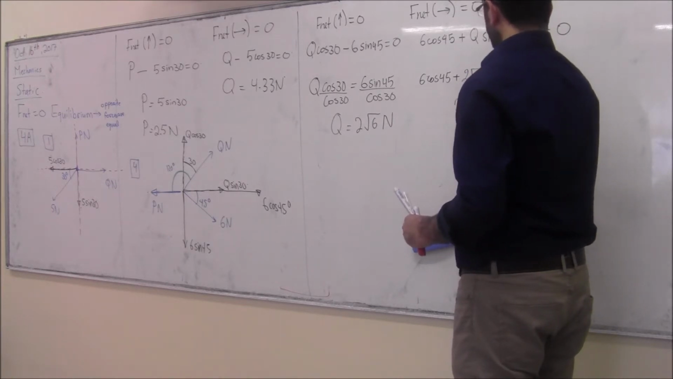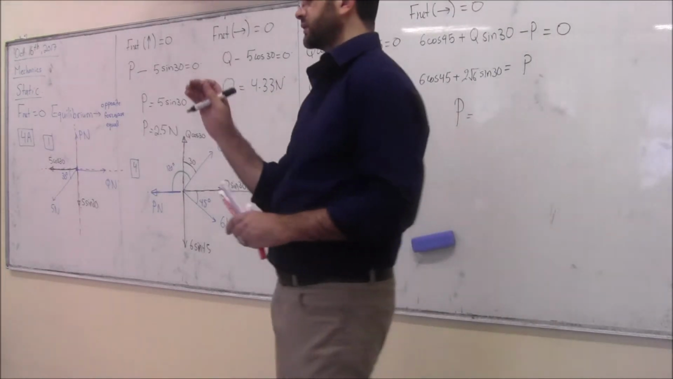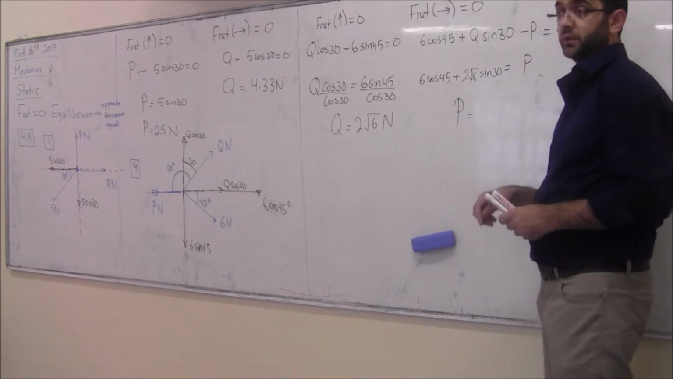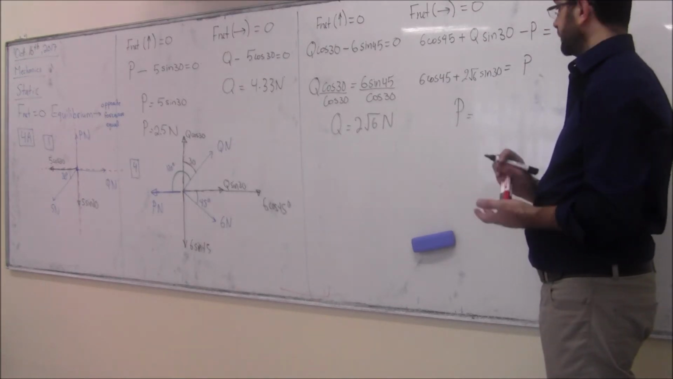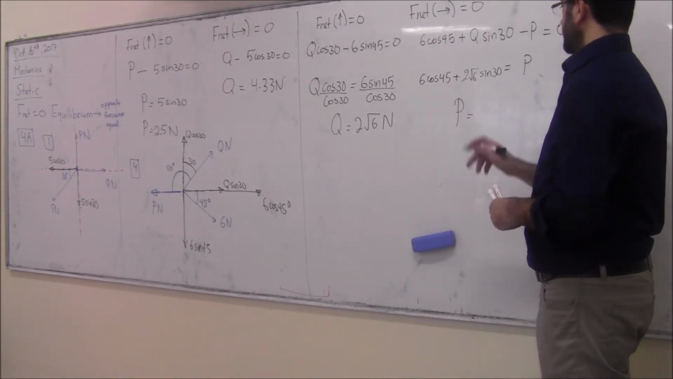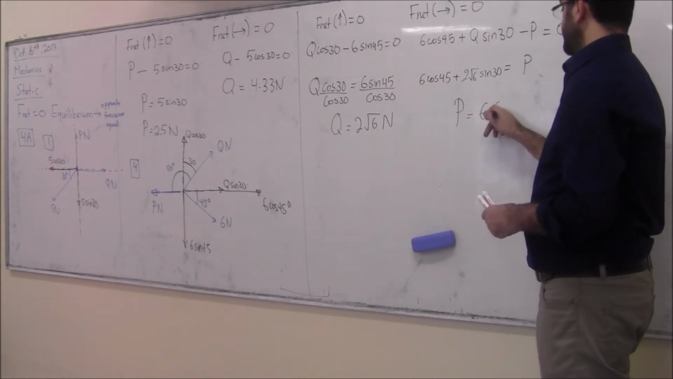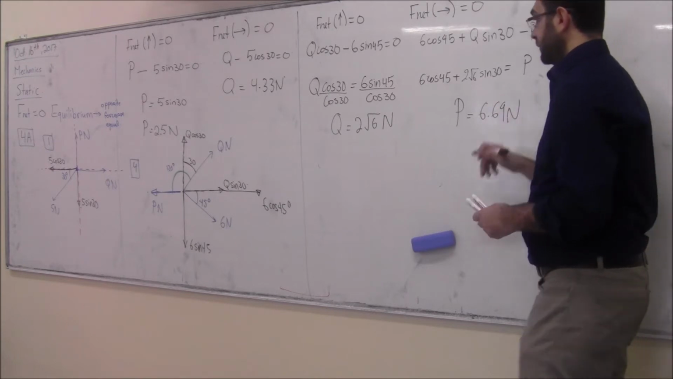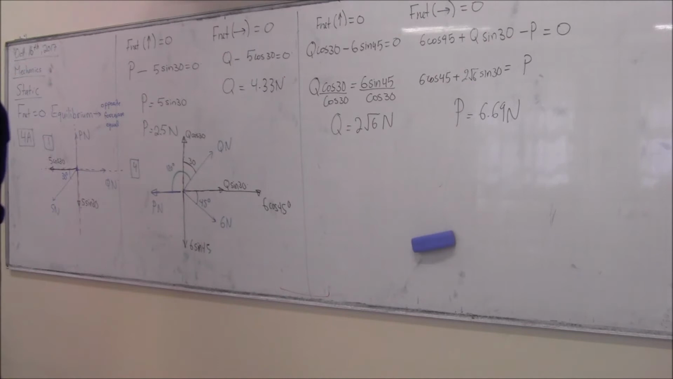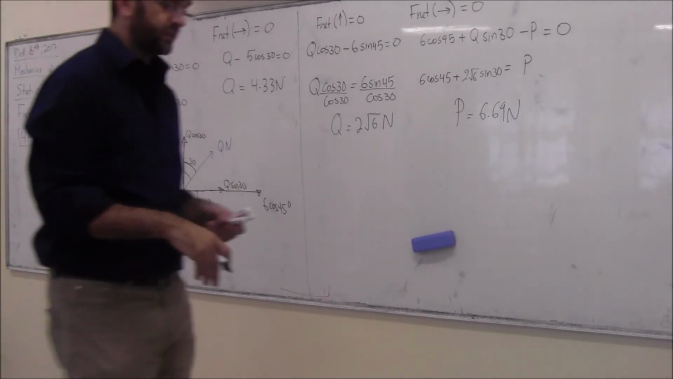P equals, actually we may have certain mistakes in the final answers written at the end of the book, right? P equals 6.69. 6.69 newtons. Be careful, or be aware, about the number of significant figures and the unit. Clear? Copy the answers, please.